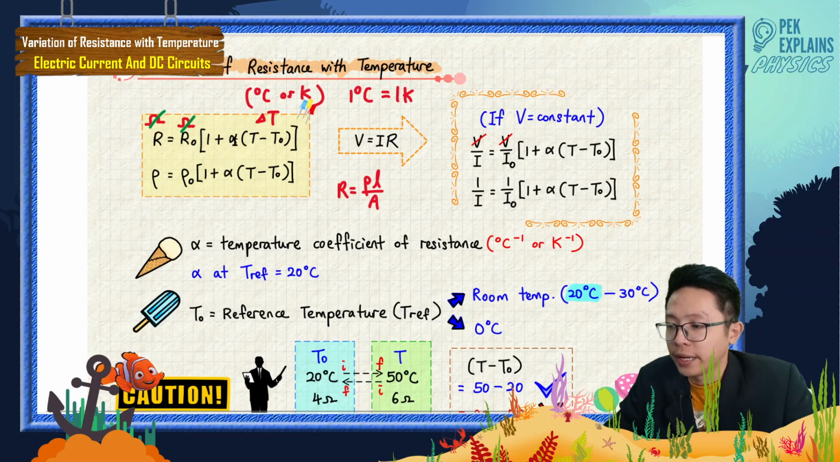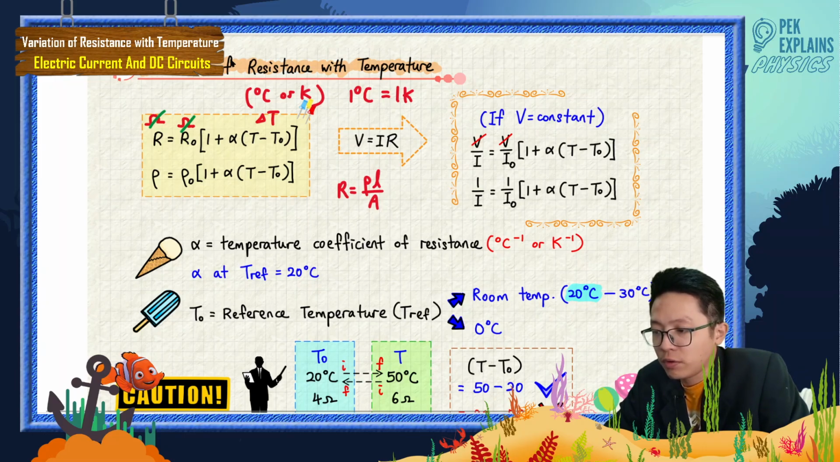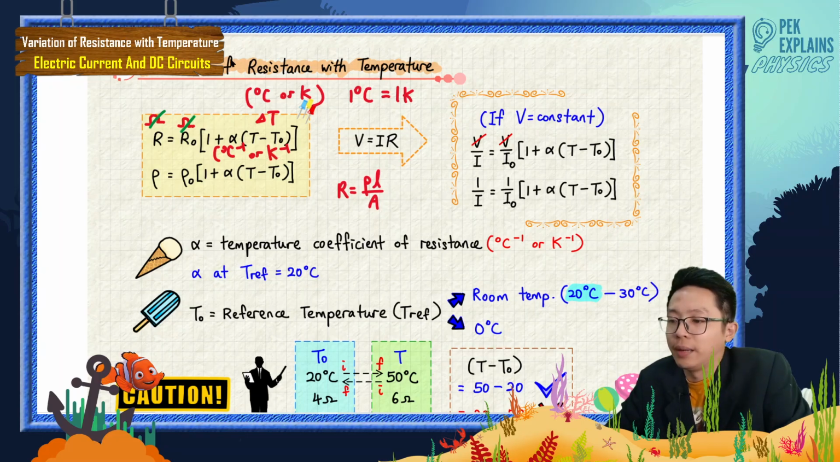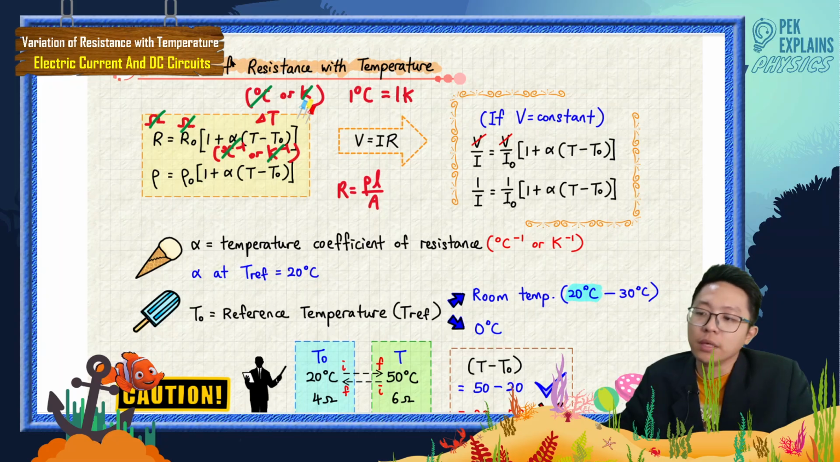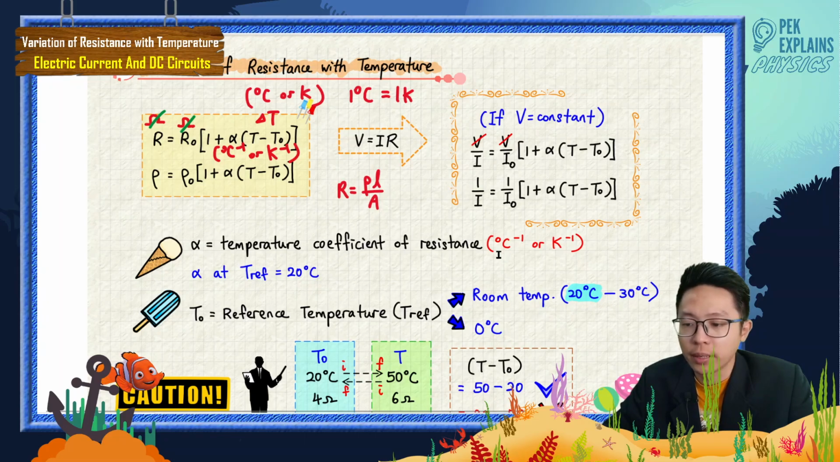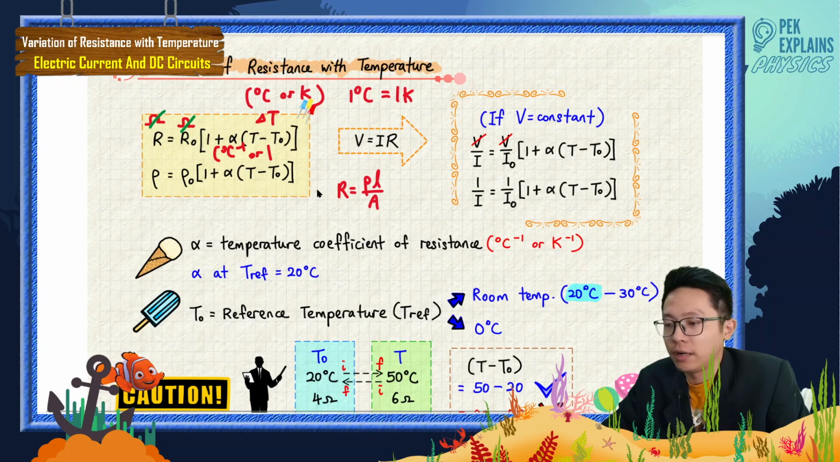And that's why the unit of alpha is per degree Celsius, or per Kelvin. Why? Because they can cancel off, per degree Celsius with degree Celsius, or per Kelvin with Kelvin. So alpha unit is per degree Celsius or per Kelvin. Okay, understand? Okay, now let's rub this off.